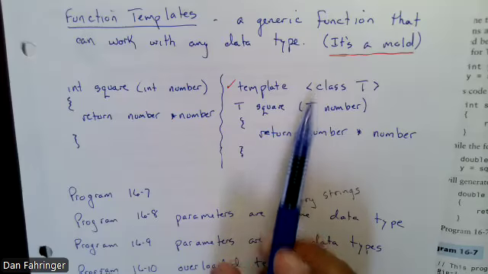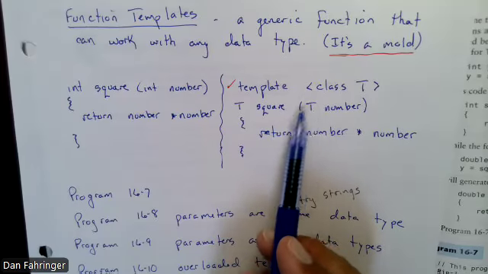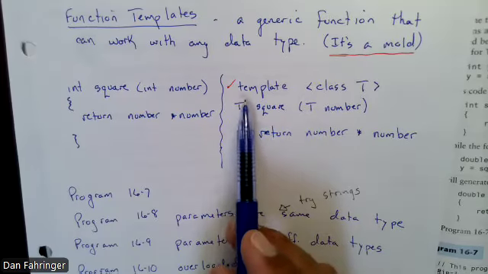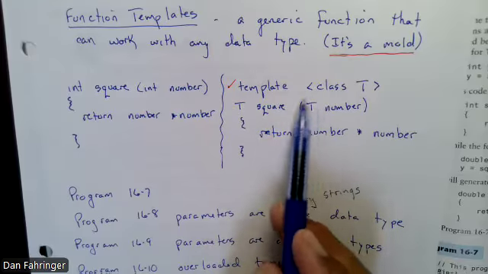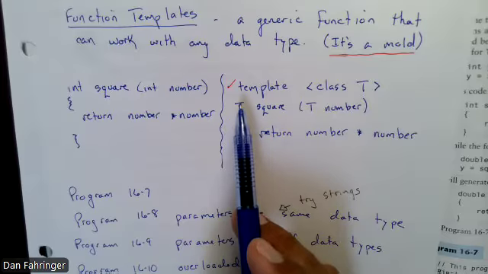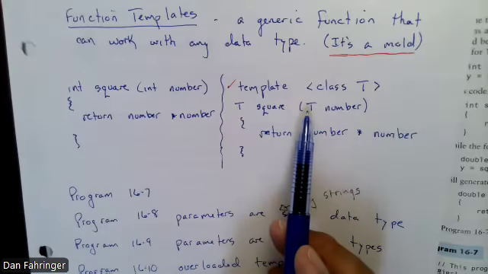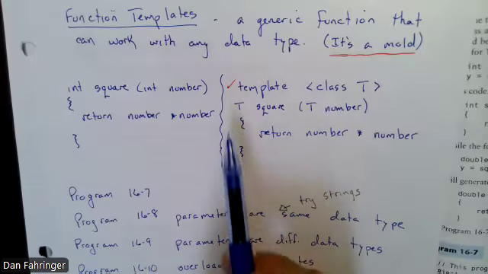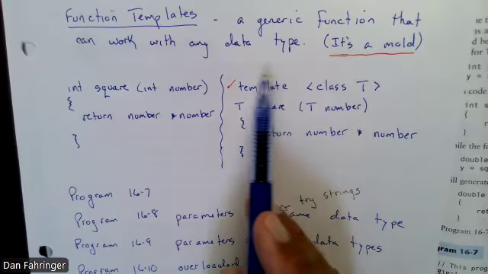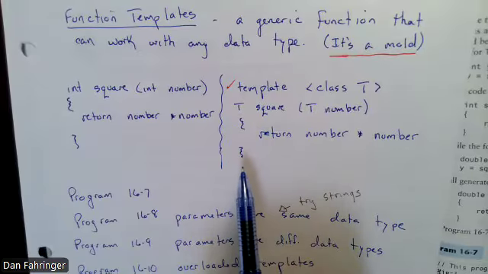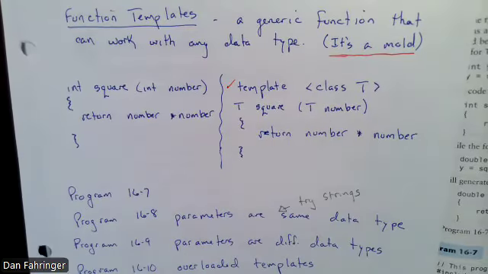What this is saying is whatever this is, if it's an int, this is going to be an int. If this is a double, this is going to be a double. These are always going to be the same. That's nice. That's a test question right there on the next test. Write a template to blah, blah, blah.